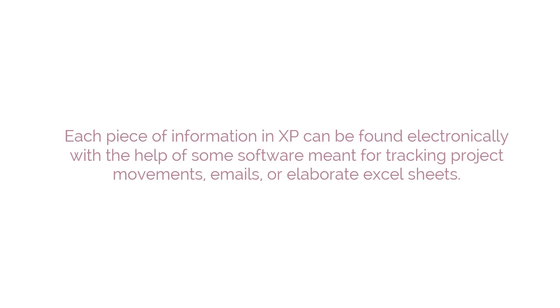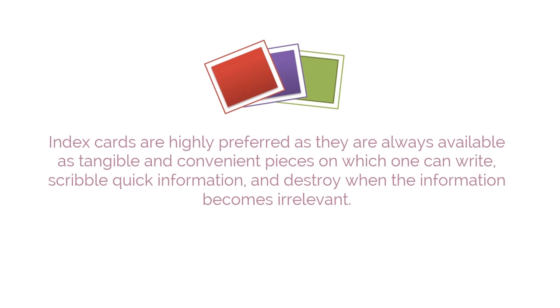Being transparent as it is, each piece of information in XP can be found electronically with the help of some software meant for tracking project movements, emails, or elaborate Excel sheets. However, index cards are highly preferred as they are always available as tangible and convenient pieces on which one can write, scribble quick information, and destroy when the information becomes irrelevant.